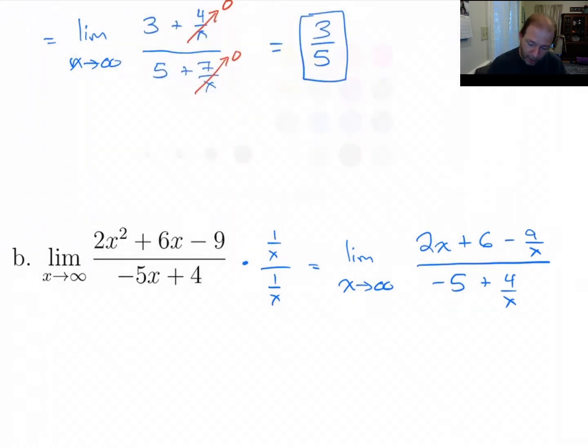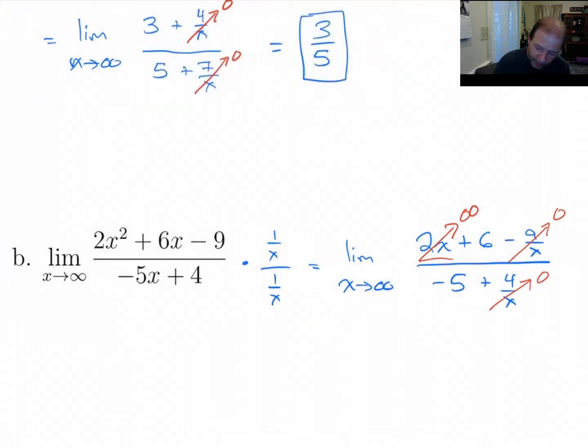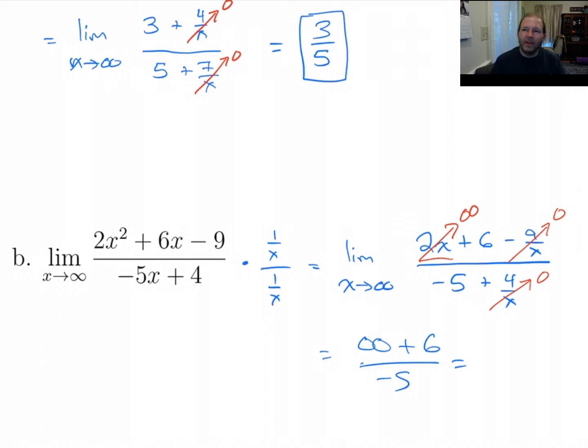So now, if you look at what happens here, when x goes to infinity, this term goes to 0, and so does this term. Well, what about the 2x? Well, when x goes to infinity, 2x goes to infinity. So what I'm left with here is, you think of this as infinity plus 6 over negative 5. Writing infinity in like that is a little bit informal, but it gets the point across and it's worth doing, I think. So you've got infinity plus 6 divided by negative 5. That's going to give us negative infinity.